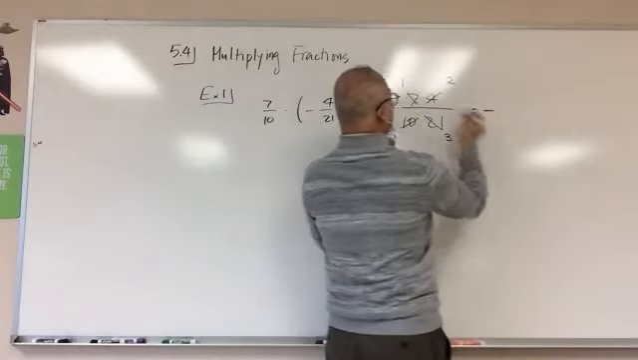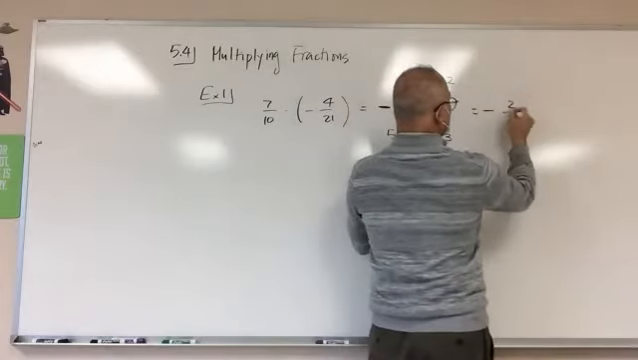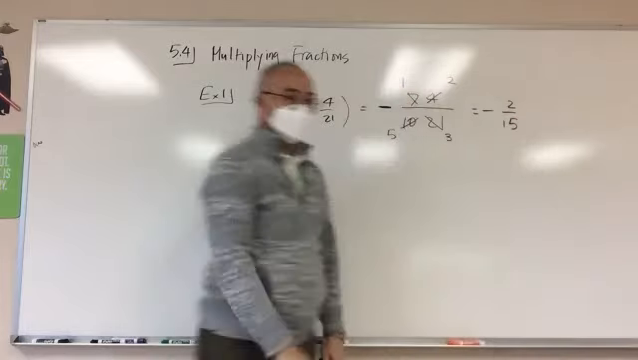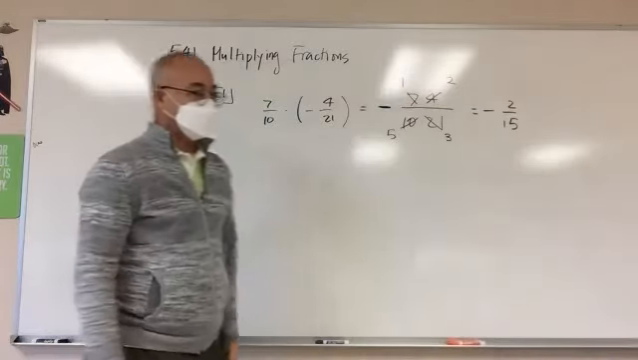So again, it's a negative number. 1 times 2 is 2. 5 times 3 is 15, right? So that would be your answer, okay?